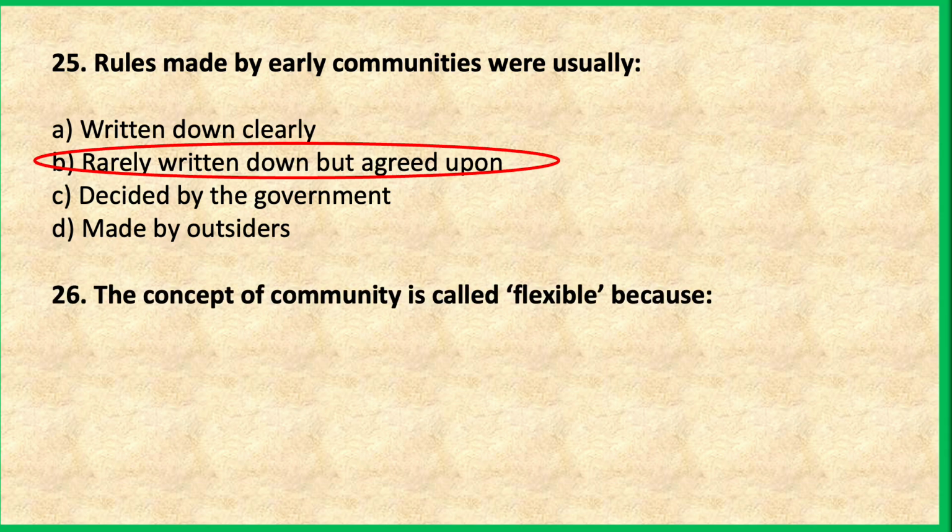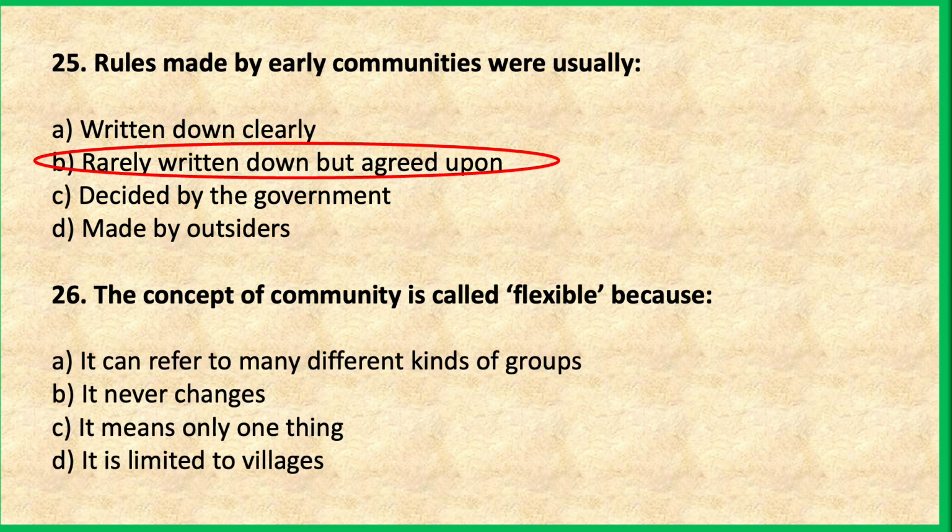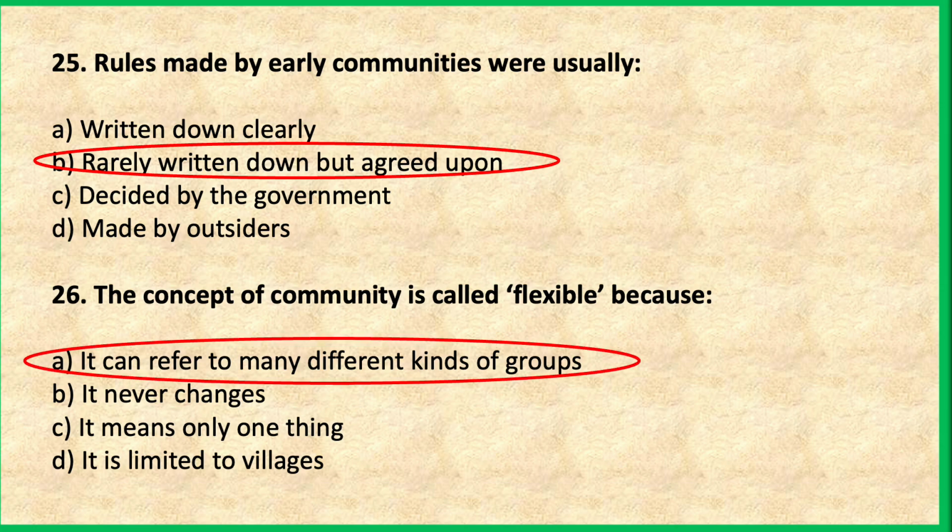Next one, the concept of community is called flexible because options are it can refer to many different kinds of people, it never changes, it means only one thing, it is limited to villages. The concept of community is called flexible because it can refer to many different kinds of groups.